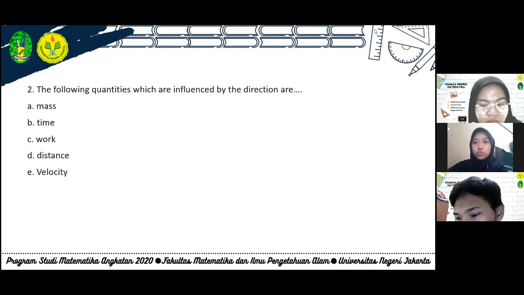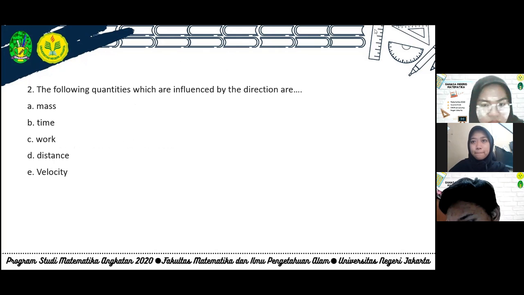Okay, number 2. The following quantities which are influenced by the direction are A. Mass, B. Time, C. Work, D. Distance, and E. Velocity. Anyone want to answer this question?